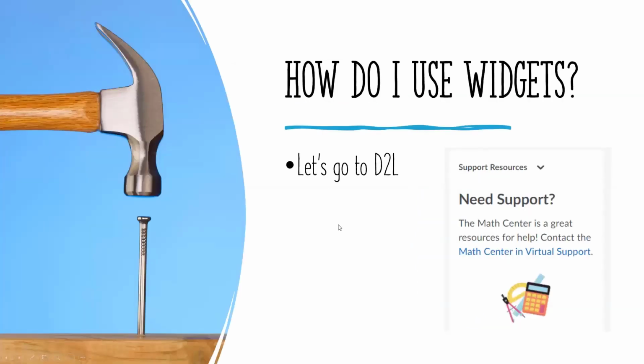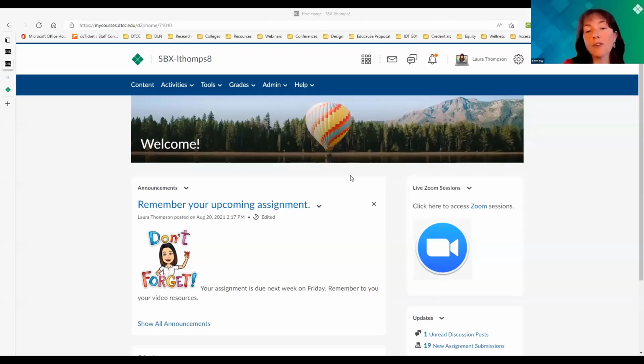So now, how do I use widgets? Well, let's go to D2L to be able to really look at this. Here is my homepage in my sandbox. So I'm just giving you this as an example. You can see the widgets that are on my screen. I have an announcements widget. I built one to directly link to my Zoom sessions. You can see this is kind of the layout for widgets.